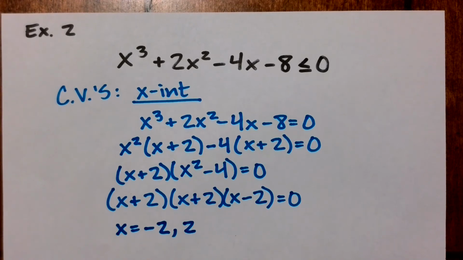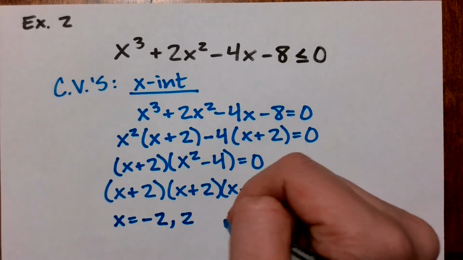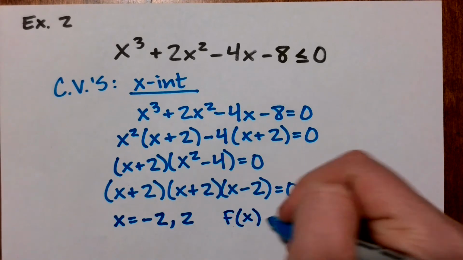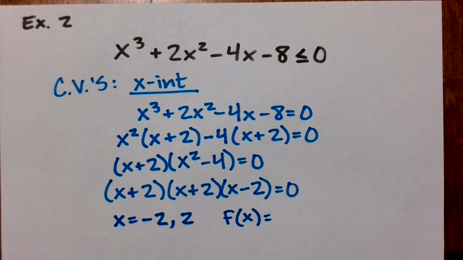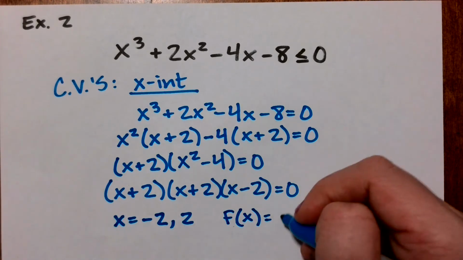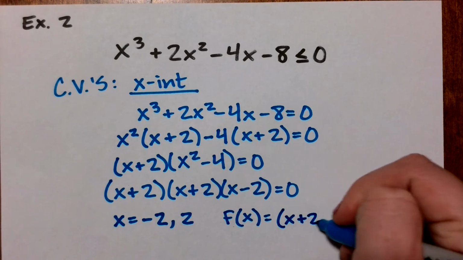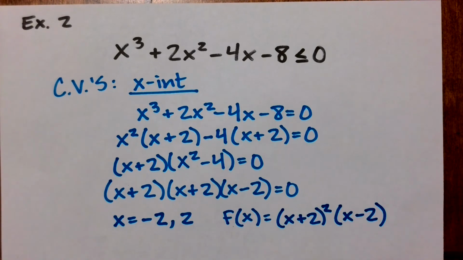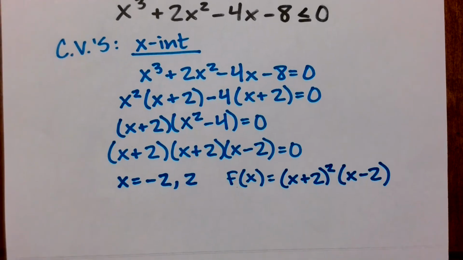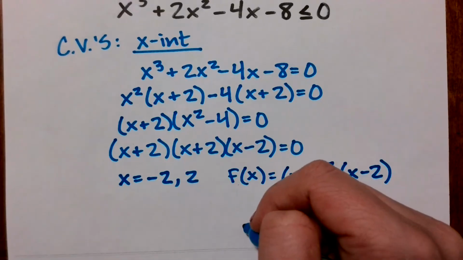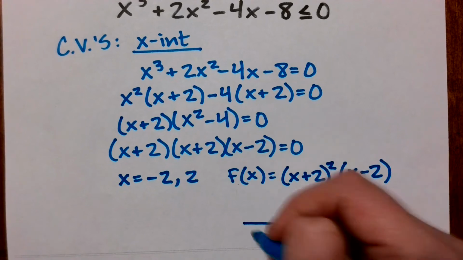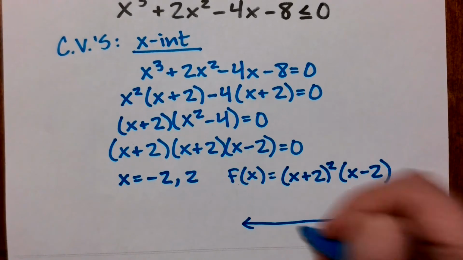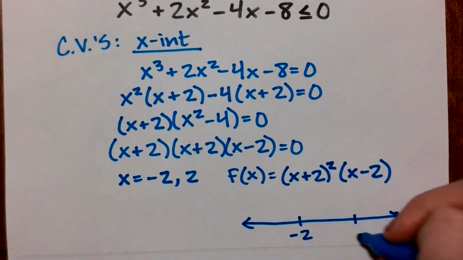Now before I graph, it might be a good idea to go ahead and write my whole function in simplified factored form. To go ahead and say x plus 2 squared, there's a lot of 2's in here, x minus 2. And now we are ready to sketch a graph. Again, I don't need a y-axis, I need my two critical values.